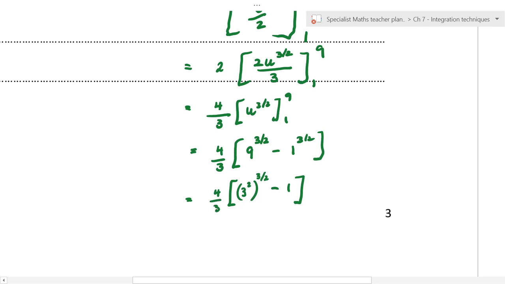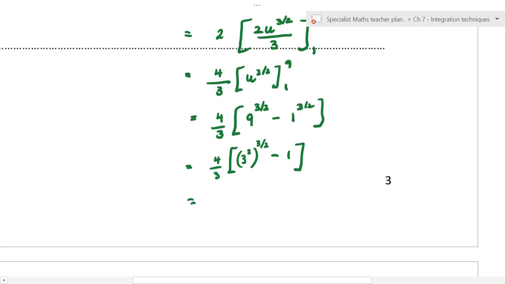Oh, I've got a missing power there. Now 2 times 3 over 2 is just 3, isn't it? So that's going to be 27. 27 minus 1 is 26. 26 times 4 is 104. 104 divided by 3 is 104 over 3. Done. Yeah? Cool with that?